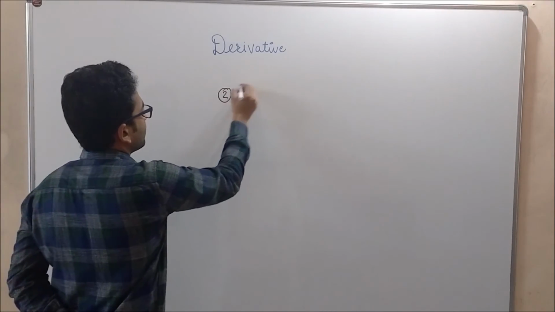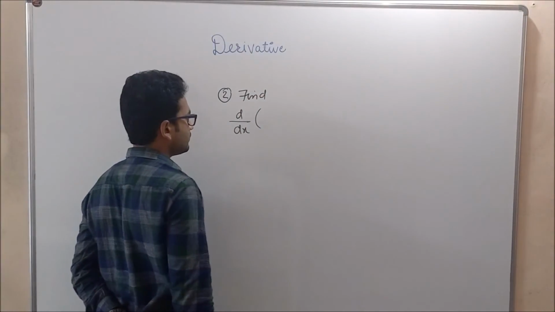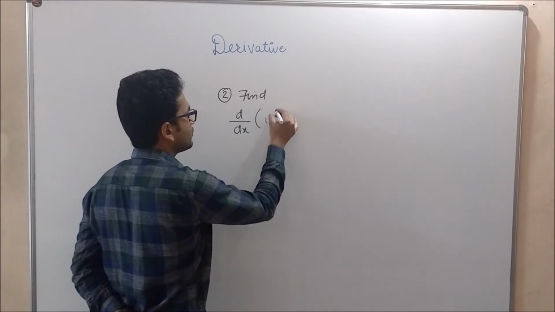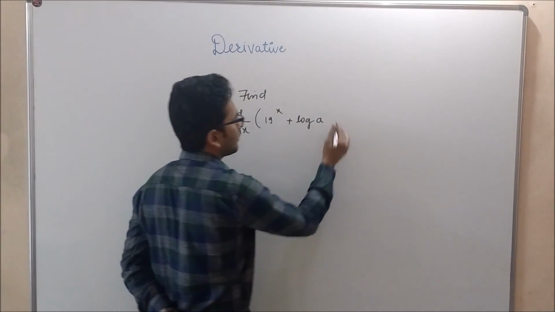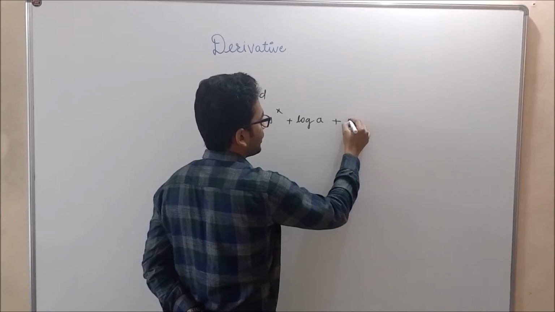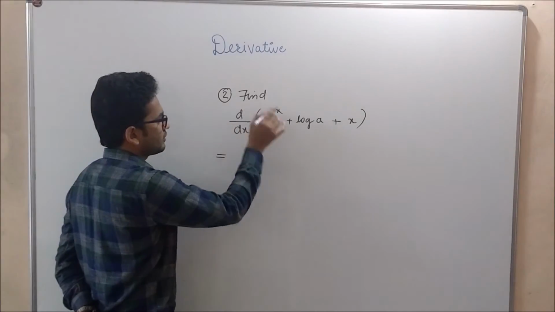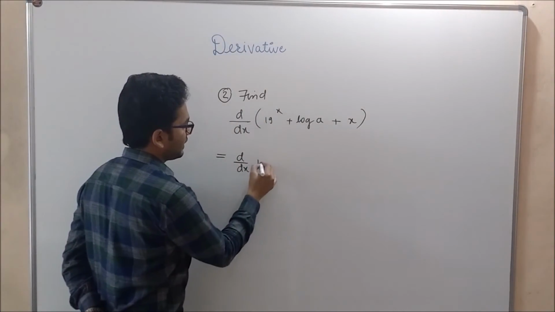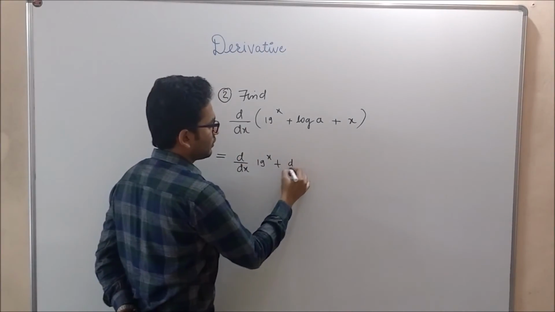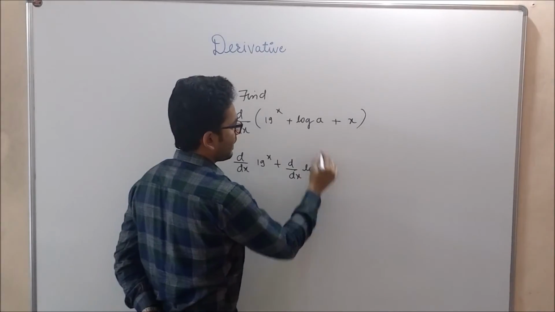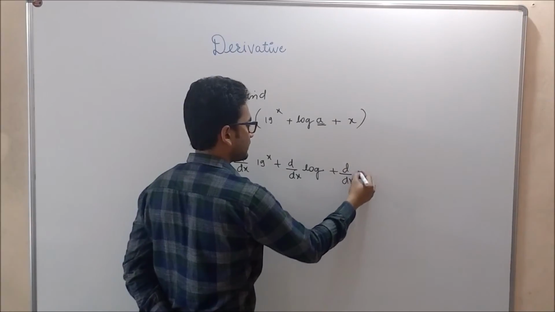Second question, find derivative of 19 raised to power x plus log a plus x. Okay, this is the question. So let's open the brackets. d upon dx of 19 raised to power x plus d upon dx of log a. Log a is constant, remember. A here is a constant, we are not aware of the value. Plus d upon dx of x.